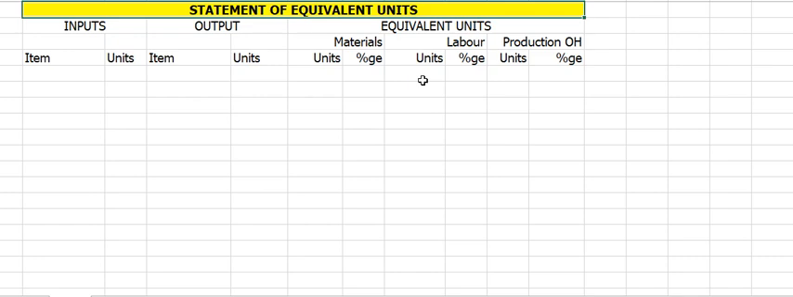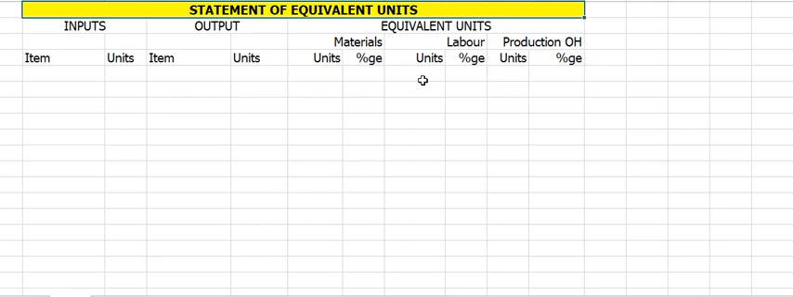Now, when it comes to the statement of equivalent units, we normally prepare this where we have stocks of work in progress. Whenever we have stocks of work in progress, then we have to prepare what we call the statement of equivalent units. It is necessary, in order to create homogeneous units of output, to convert the work in progress into finished equivalent units of output. So we express or convert these incomplete units to their equivalent of finished units of output, basing on the stages of completion.